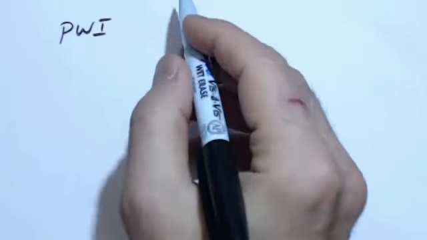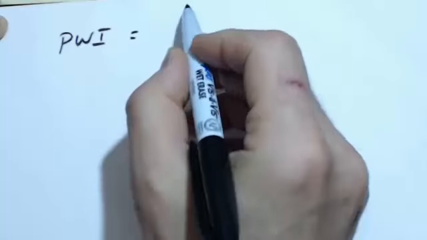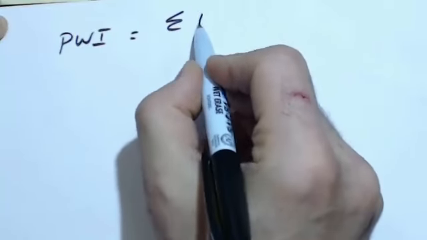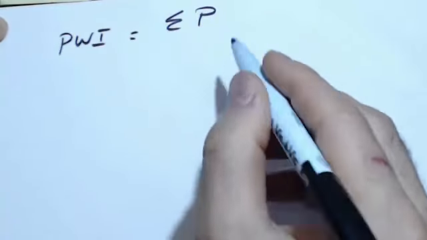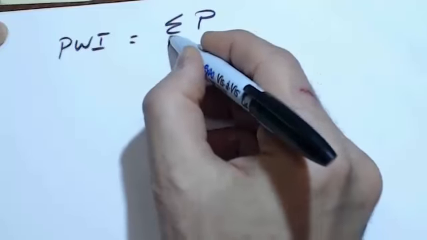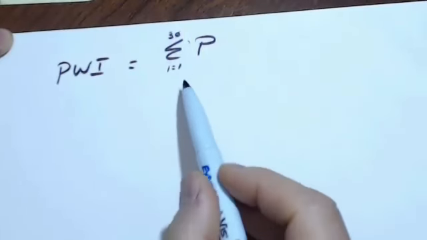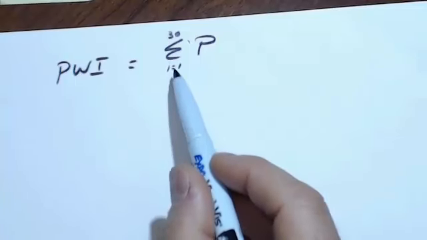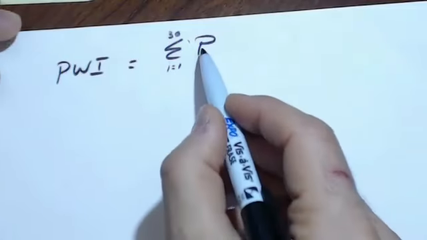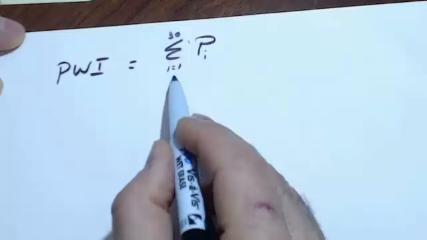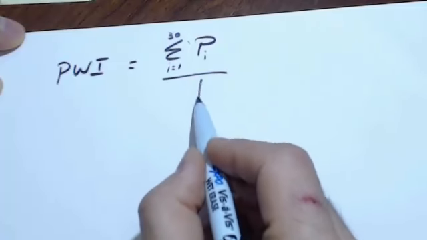So the way we calculate a price-weighted index is we take the sum of the prices of the stocks in the index. So it could be from i equals 1 to, if it was the Dow Jones, 30 stocks. So you say 1 to 30. We sum over the individual stocks from 1 to 30, the sum of those P i's, and we divide by D, a divisor.